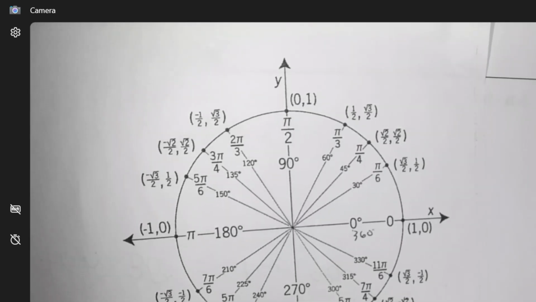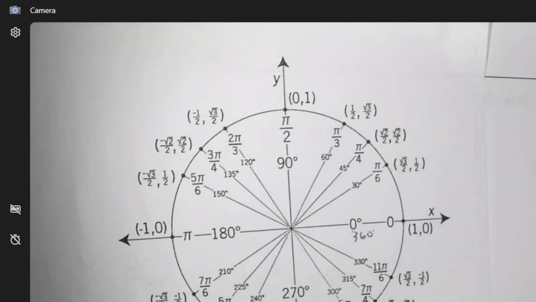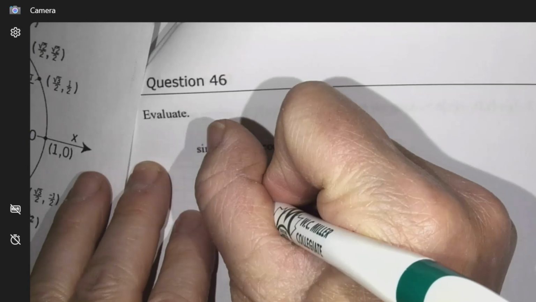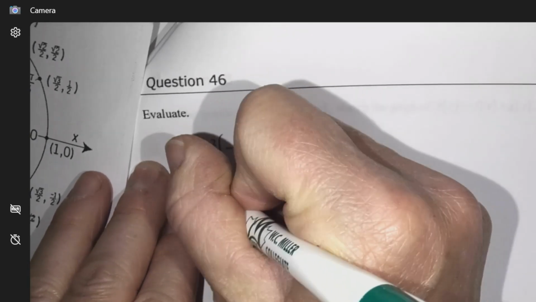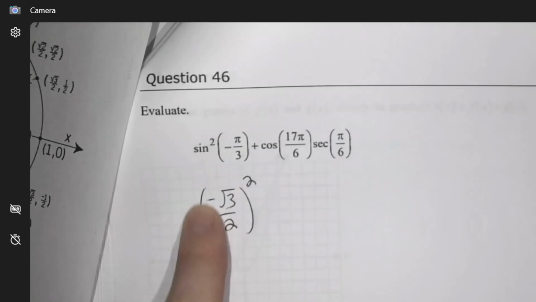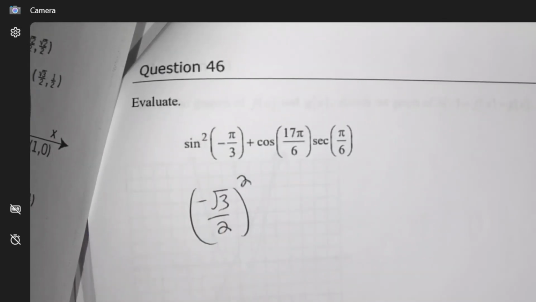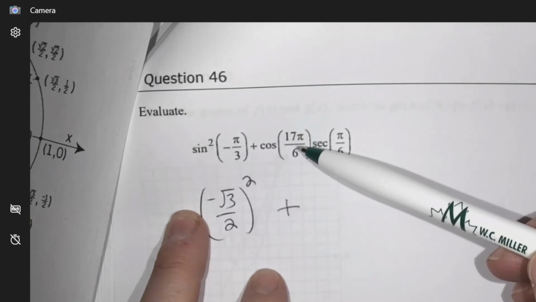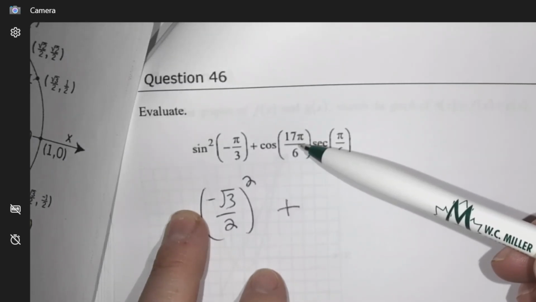What do you do to find the sine? You find the sine by taking the y. So I'm going to grab the y value. So negative root 3 over 2 squared. So it told me to square it there. Plus, how do you go to 17 pi over 6?